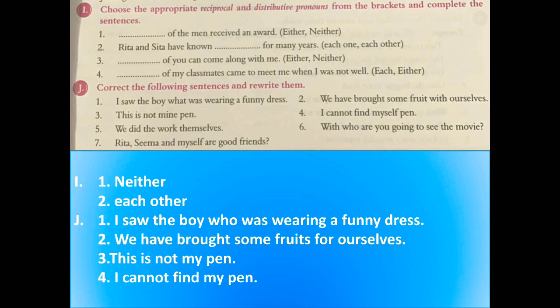Next, exercise J. Correct the following sentences and rewrite them. 1. I saw the boy what was wearing a funny dress. Here we can see that we have to use the word who instead of what. So the answer will be I saw the boy who was wearing a funny dress. 2. We have brought some fruits with ourselves. Here the correct sentence will be we have brought some fruits for ourselves.